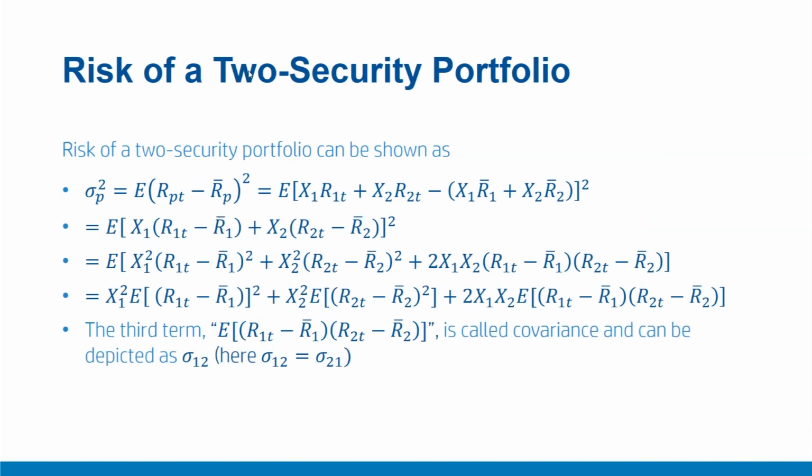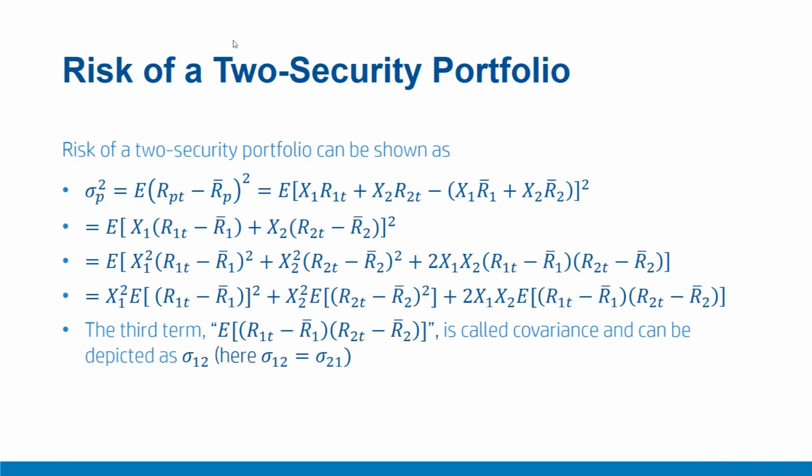Now let us talk about computing the risk or standard deviation for a portfolio of assets. Now that we have understood the return part, we'll move to the risk part. However, it is not so simple for a multi-security case, so we'll start with the two securities case with returns being R1, R2. Therefore, sigma_p squared is equal to expectation of R_Pt minus R_P bar raised to the power 2, which can be further expanded with expectation of x1 R1t plus x2 R2t minus x1 R1 bar plus x2 R2 bar raised to the power 2, which is also equal to expectation of x1 times R1t minus R1 bar plus x2 times R2t minus R2 bar raised to the power 2.